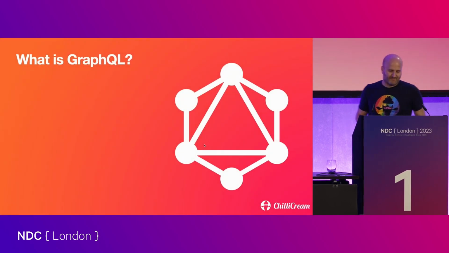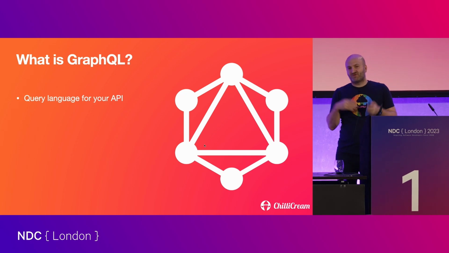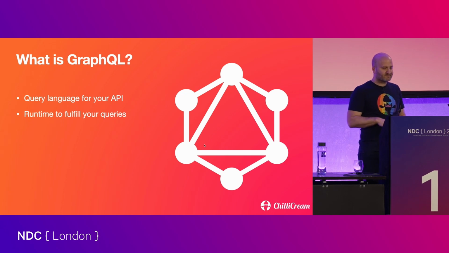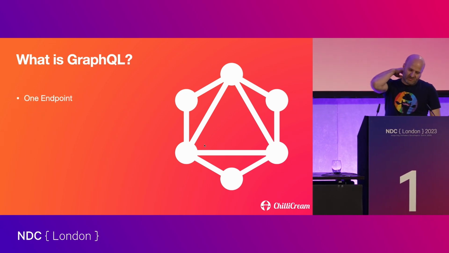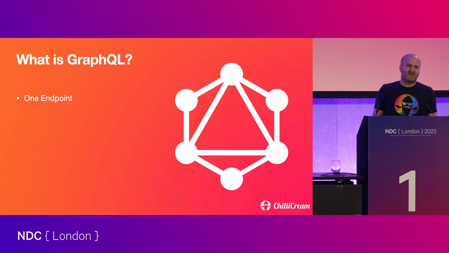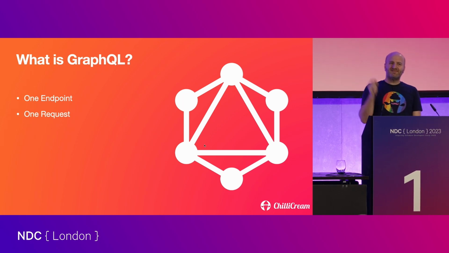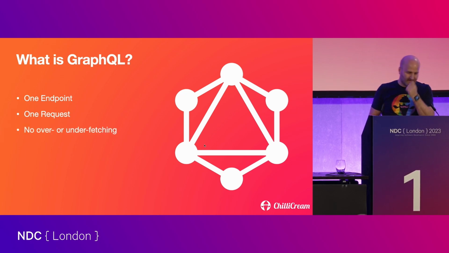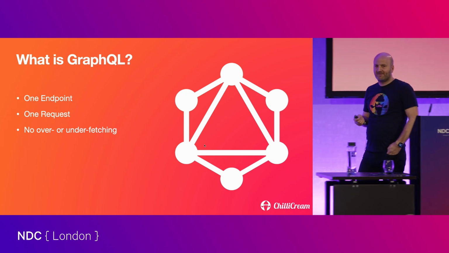So what is GraphQL? GraphQL is the query language for your API and a runtime to fulfill these queries. So with GraphQL, we just have one endpoint because we don't need all these endpoints that we had with REST API because we are defining a query and then we send that to that endpoint. And that means we can fetch all the data we need at a specific moment in time for our user experience that we want to build in one request. There's no over or under fetching on the client.